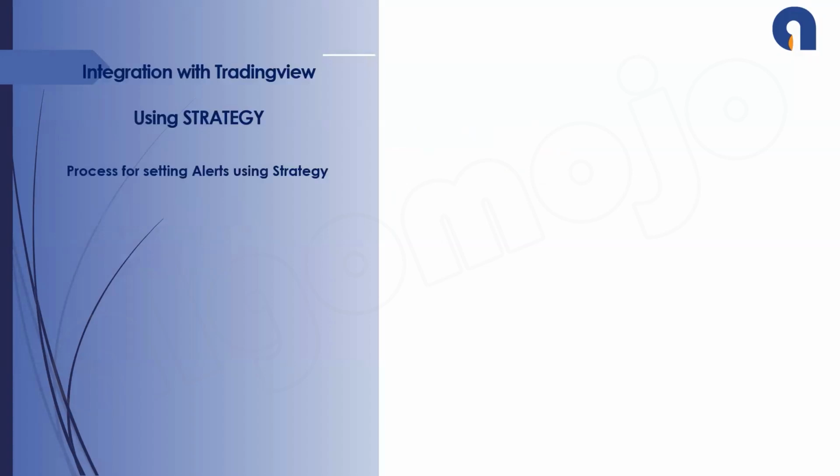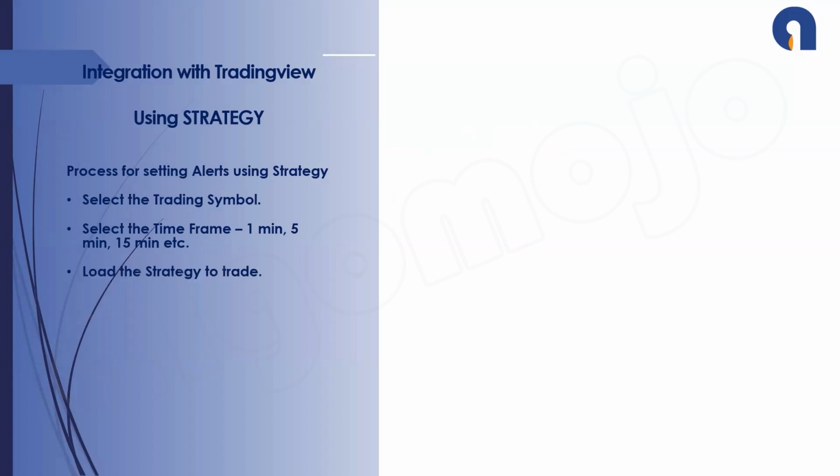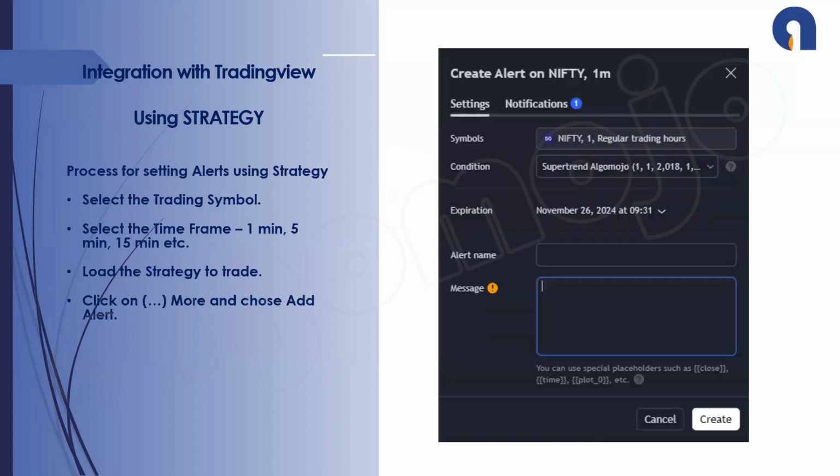Now, the process to set an alert, always remember, is when you're using a strategy, first load the trading symbol on the TradingView chart, then select the time frame because that is what is more relevant in TradingView, and load the strategy that you want to trade. Then click on the more button and say add alert. You will get a pop-up in which you have to update the message box, and under the notification you have to update the webhook URL. Both are given by Algomojo. So update the message box and update the webhook URL, and that's it. You are ready for receiving any signals from the chart, and orders will get placed.